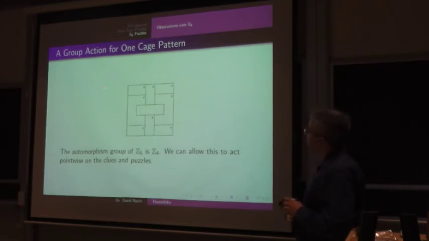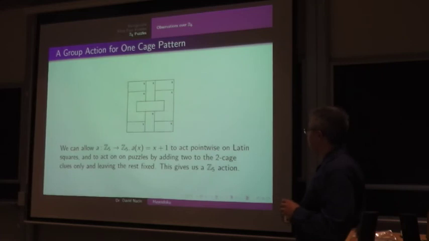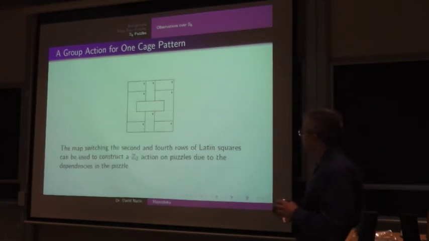Just really quickly, what happens when we do the same tricks that we did before? Well, the automorphism group ends up being Z4. And then we can allow things to act pointwise on the squares and puzzles. If we add to the 2 cages without adding to the 5 cages, this is going to preserve the number of solutions. Obviously, if I add 1 to each of these 5, I need to leave these unchanged. So that also preserves the number of solutions.